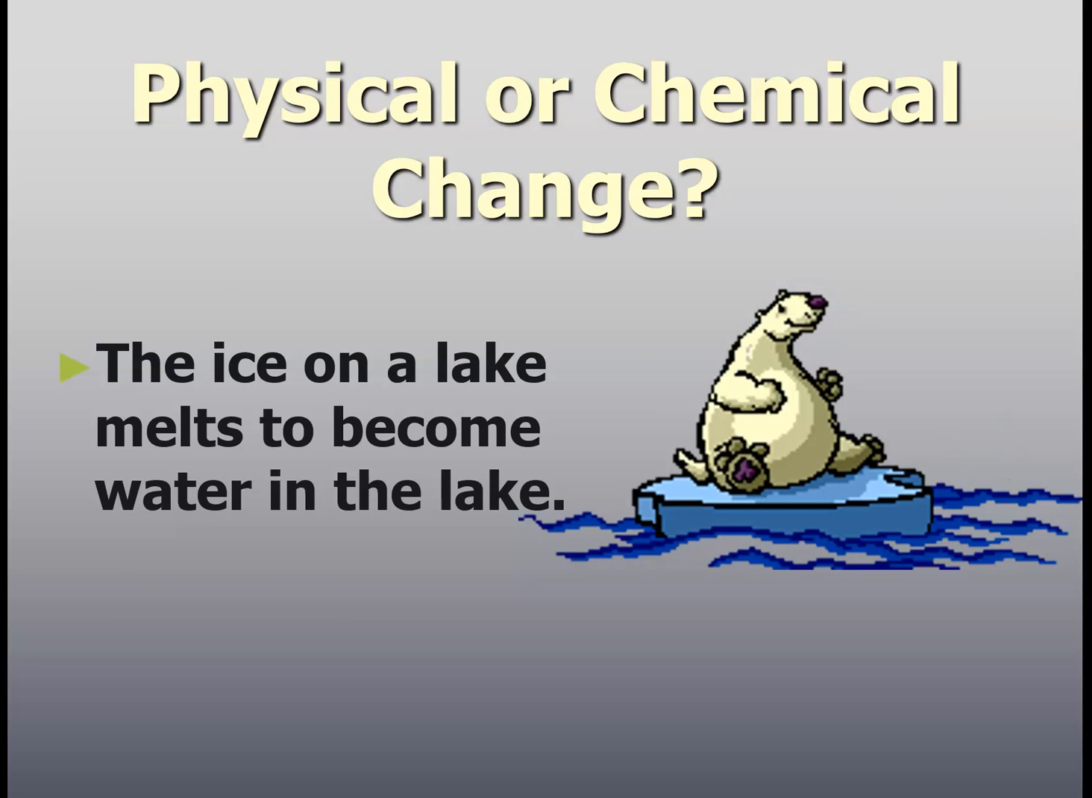The ice on a lake melts and becomes water in the lake. Is that a physical or a chemical change? Write your answer in the notebook, please. Well, because all that ice is technically water, and it's entering into the lake, this is just a physical change from one state of matter to another state of matter.